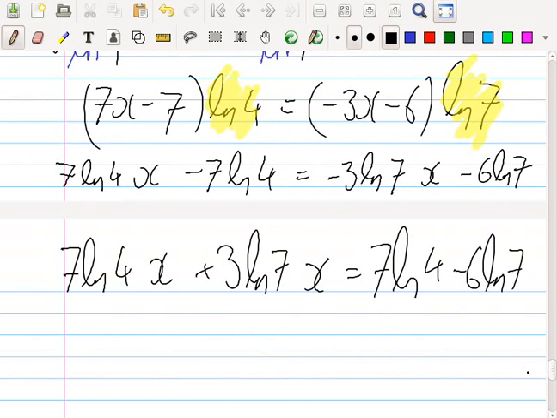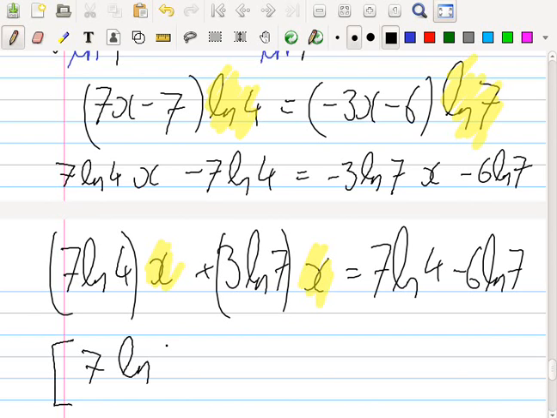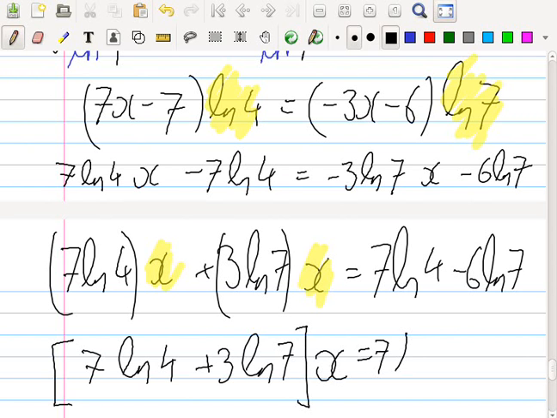Now, we have two things with an x in it, so what would be the normal thing to do now? Put them together, yeah? So what's in common with the first and the second term? See, there's an x here in both, isn't there? And just to maybe make it a little clearer, I'm going to put brackets around it, because they're actually being multiplied here. So I can take the x out from both. So I have 7 log 4 plus 3 log 7 x equals 7 log 4 minus 6 log 7.